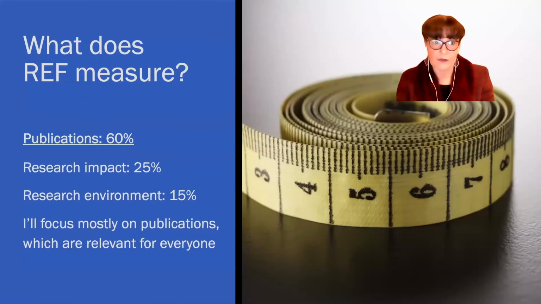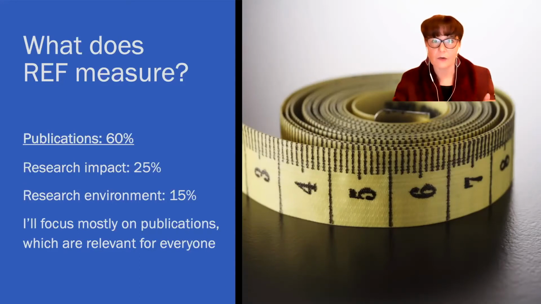Things have changed slightly. In every exercise so far, we've had 3 things that were measured. First of all, publications. Second, research impact. And research impact is not academic impact. So it doesn't measure citations. It measures societal impact. And we'll look into that a little bit more in a minute.